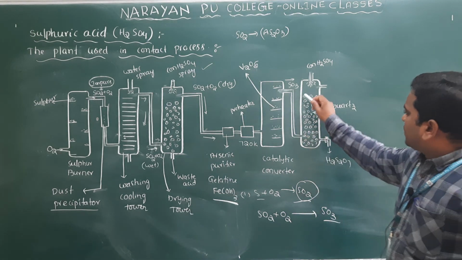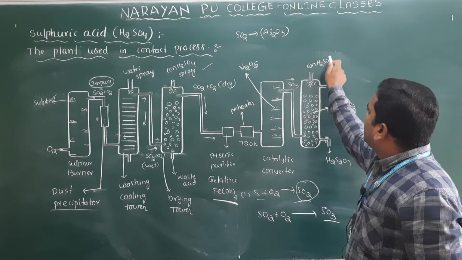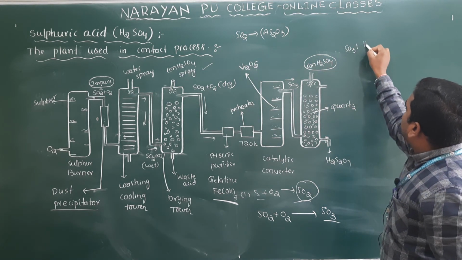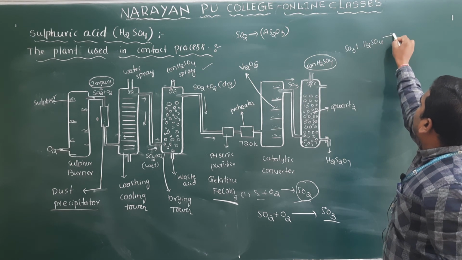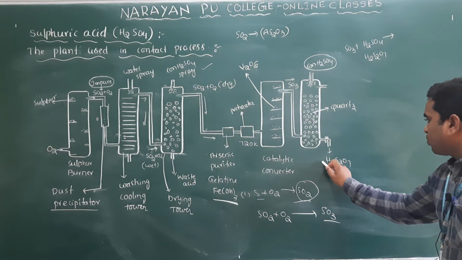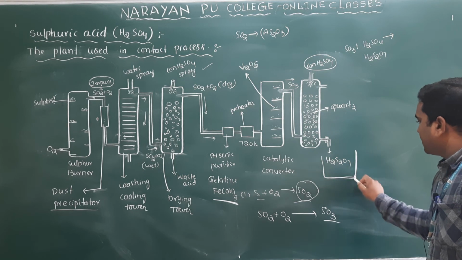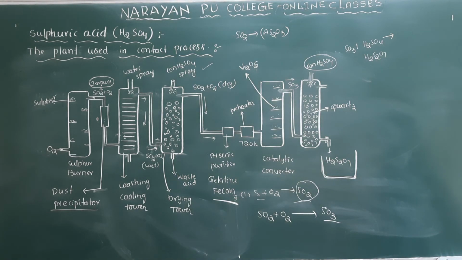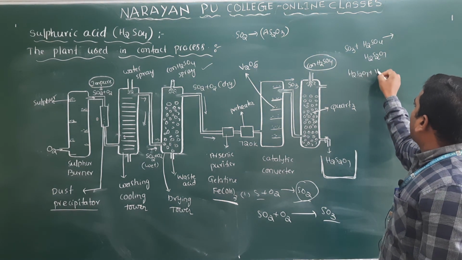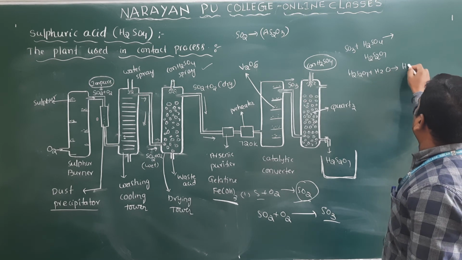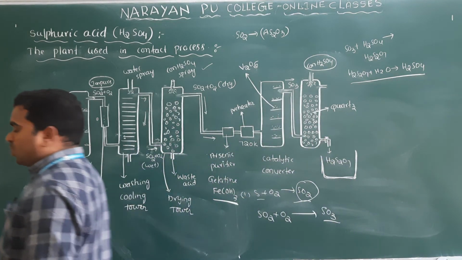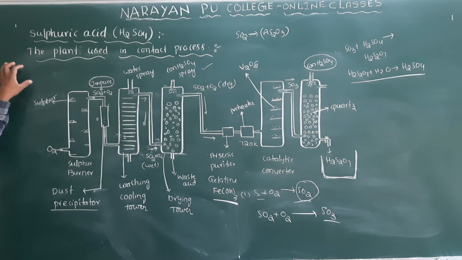Clear? And when this SO3 comes to the final tower, there we will spray concentrated H2SO4 again. When we spray the concentrated H2SO4, what will happen? SO3 reacts with the sulfuric acid and gives H2S2O7, which we call oleum. So that oleum will be collected here. Clear? And as the final step, to this oleum we will add water. When we add water, we get H2SO4. This is the final preparation, how we prepare sulfuric acid using the plant.